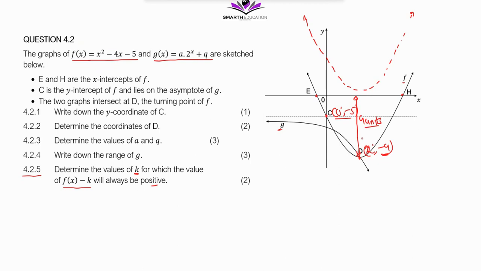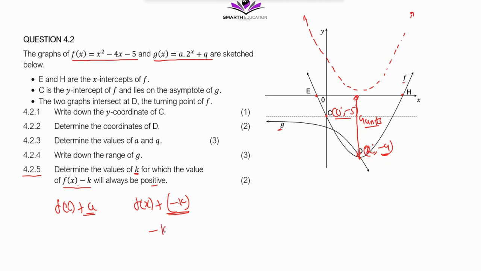If it's shifted by 9 units, it will sit at 0 here. But it has to be shifted by more than 9 units. So it means to f of x, we have to add more than 9 units. Remember, f of x plus a means vertical shift by a units upwards. So here, this negative k should be greater than 9. F of x plus negative k. So the negative k must be greater than 9.